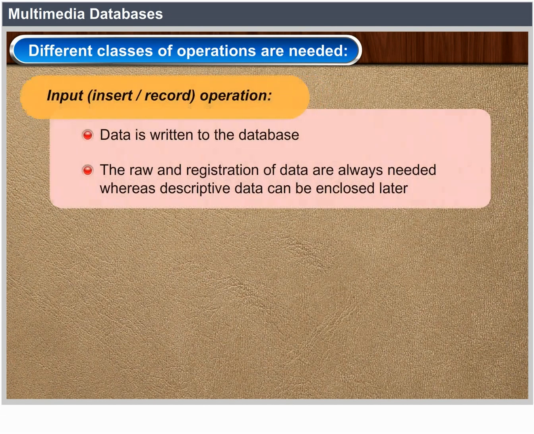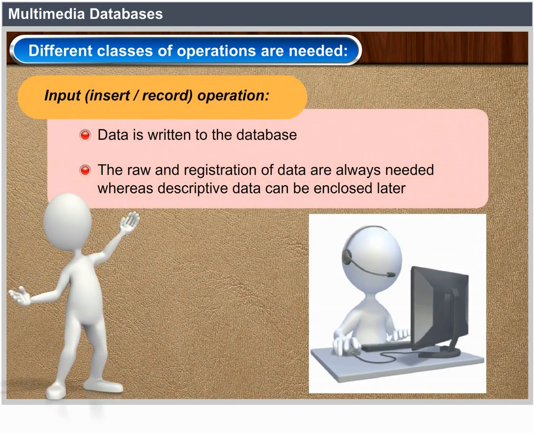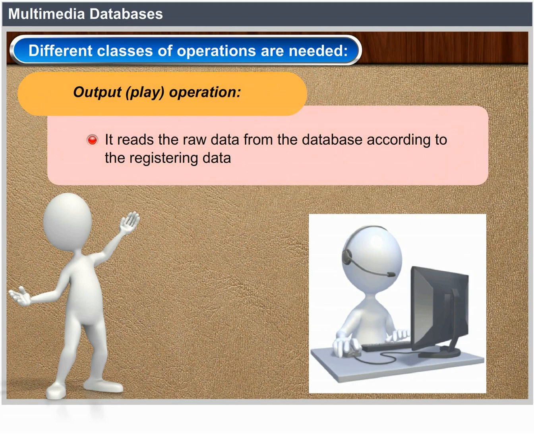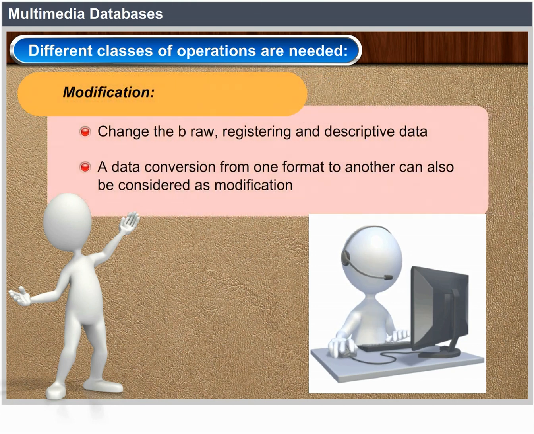Input, insert or record operation. The data will be written to the database. The raw and registering data are always needed. Descriptive data can be attached later. Output, play operation. Read the raw data from the database according to the registering data. Modification. Changing of raw, registering and descriptive data. Modification can also be understood as a data conversion from one format to another.